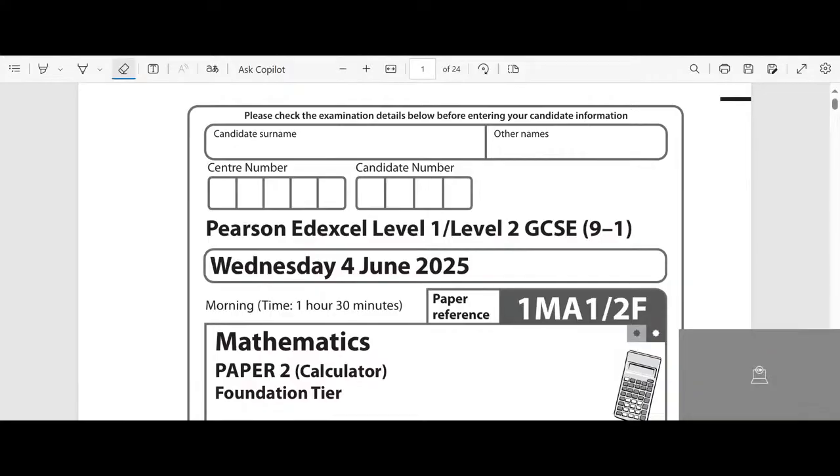So this paper was done on Wednesday, 4th June, and we are going to see some of the challenges that maybe students might have faced during the solving of this paper. Generally, it was a well done paper by the board. We really appreciate them for setting such kind of paper.